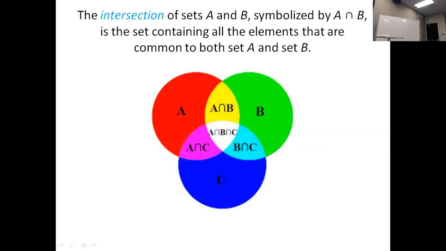Okay? So the intersection is symbolized by kind of an 'and', the upside down U.